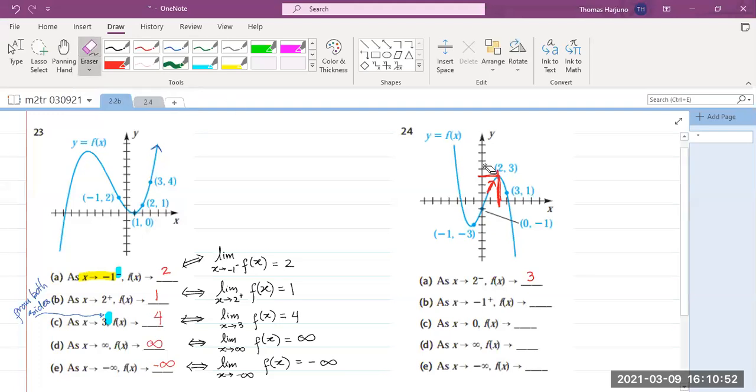How about when x approaching negative 1 from the right hand side? So you go through that curve, right, the graph, but from the side approaching negative 1, then the value of y is approaching negative 3.